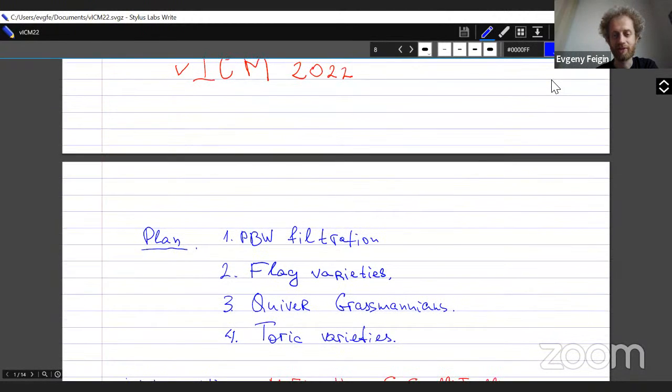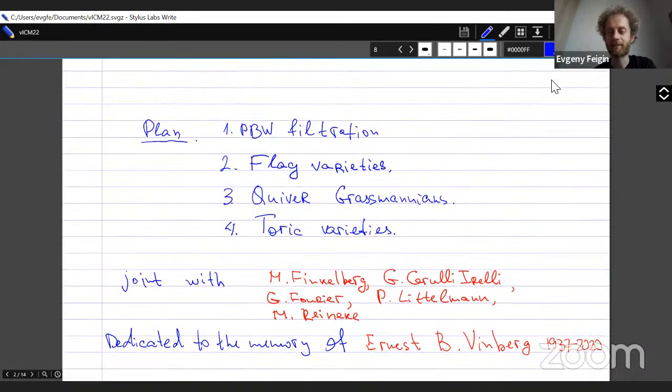Let me give a brief plan of my talk. So first, I'll introduce the main player, the main object, the PBW filtration, the Poincaré-Birkhoff-Witt filtration. This is a classical construction, and usually the filtration is applied to the universal enveloping algebra of a Lie algebra. The main idea is to somehow induce the filtration to a highest weight module. Well, I'll give the details below.